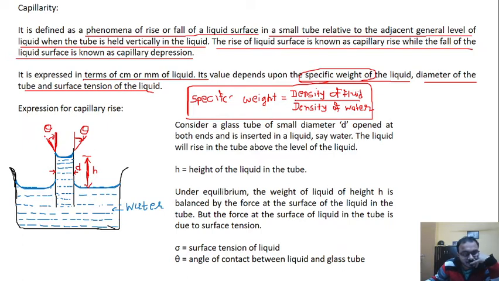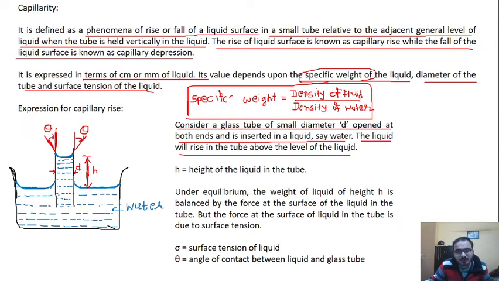Okay, so now consider a glass tube here, that is shown over here, of diameter d, opened at both ends, and it is inserted in the liquid, say water. Then the liquid will rise in the tube above the level of liquid, and as we have mentioned here, h is the height of liquid in the tube.